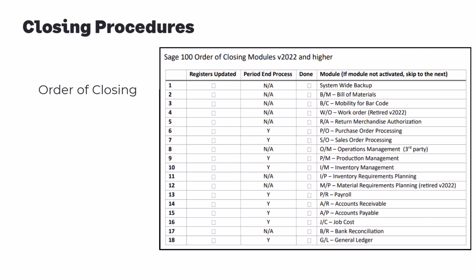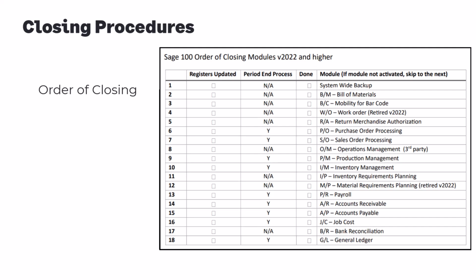But looking at modules that do have posting routines, for example, sales order and purchase order, write to inventory, while sales order writes to accounts receivable, purchase order writes to accounts payable, and both update the general ledger. Those modules should be closed in a specific order. Sales order should be closed before accounts receivable. Purchase order should be closed before accounts payable. And the last module we close is general ledger.